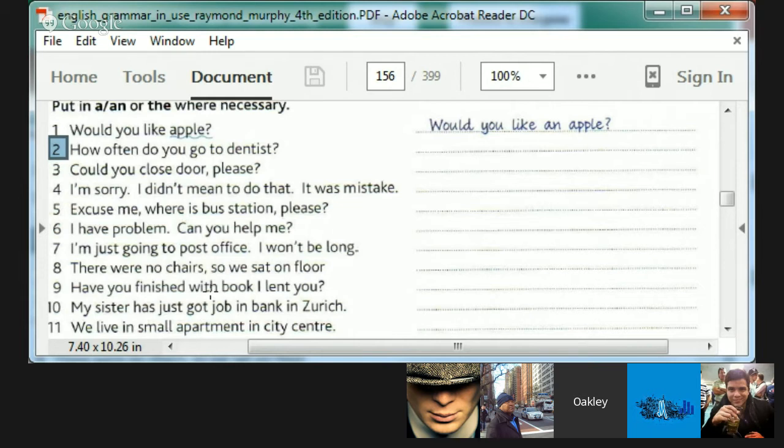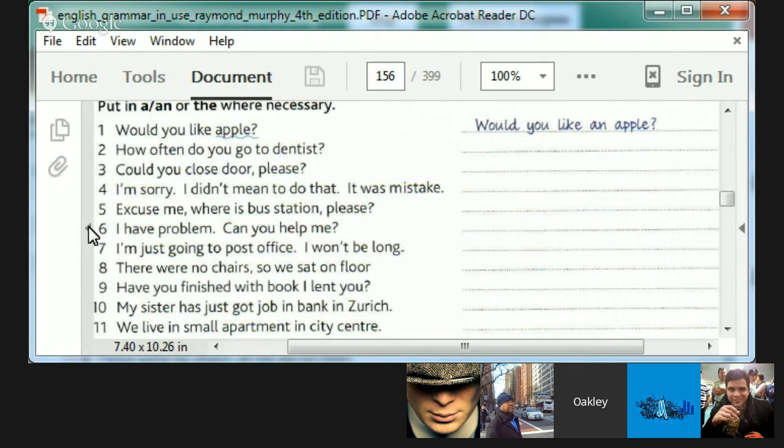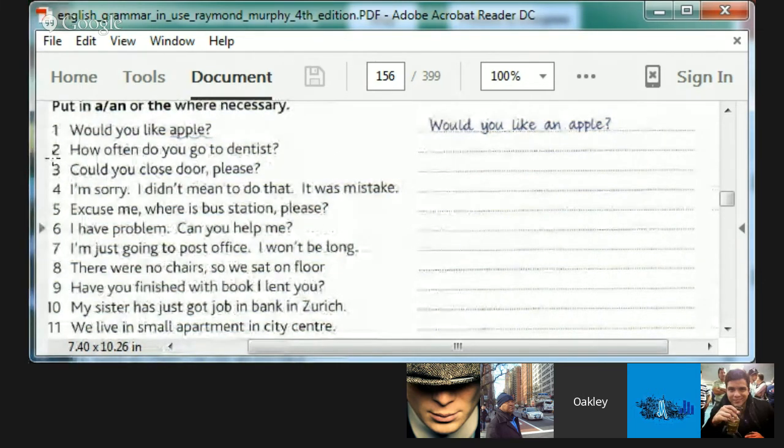How often do you go to a dentist? Any dentist. General question. How often do you go to the dentist, meaning your dentist? But really, no one would ever notice the difference. Okay. Very good. Ignacio, number 3.